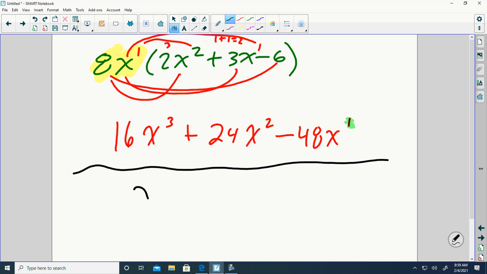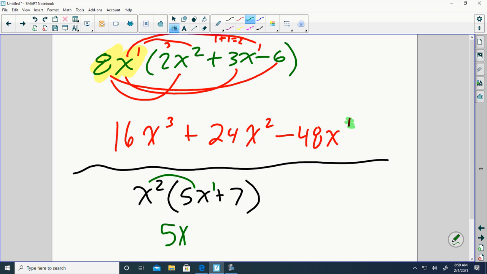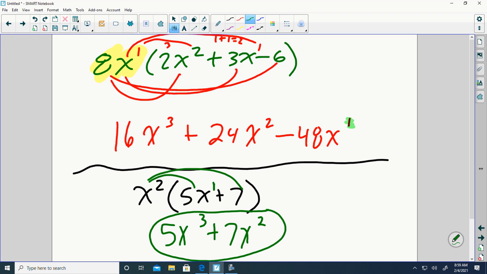X squared, 5x plus 7. Okay, we're okay to this to the first, yes? Yes, yes. All right. 5x to the third plus 7x to the second, or squared. You can say to the second or squared, doesn't matter. Done. Happily done.